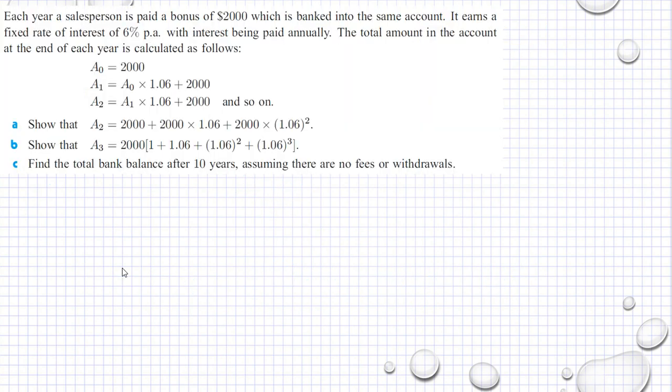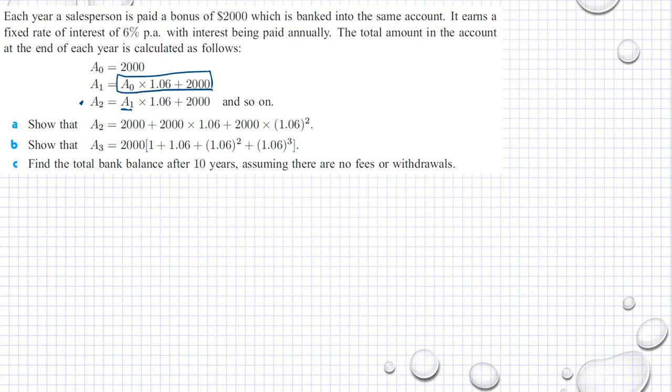Each year a salesperson is paid a bonus of 2,000, which is banked into the same account. It earns a fixed rate of interest of 6% per annum. The total amount in the account at the end of each year is calculated as follows. As you can see here, show that we have A sub 2 is equal to this one. So we have now here A sub 2, this one, that is A sub 1, but our A sub 1 is this.